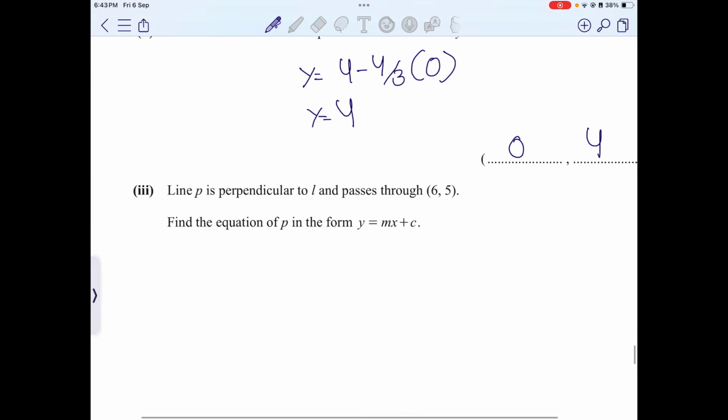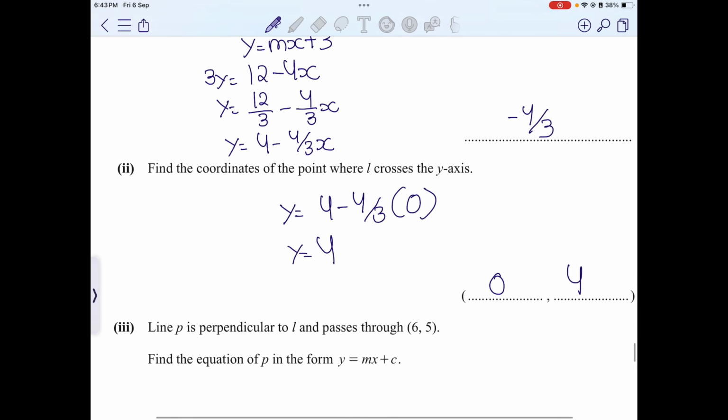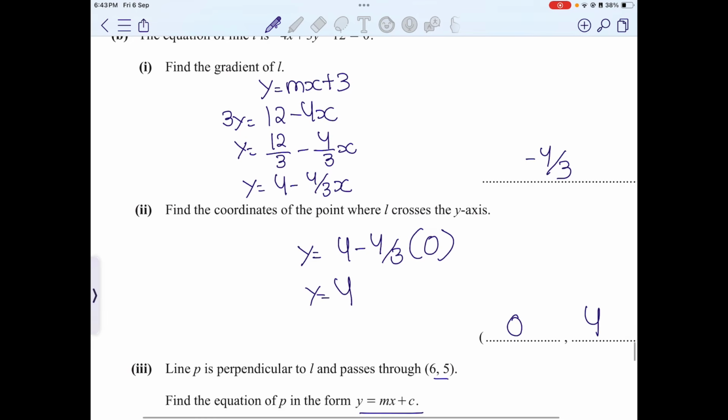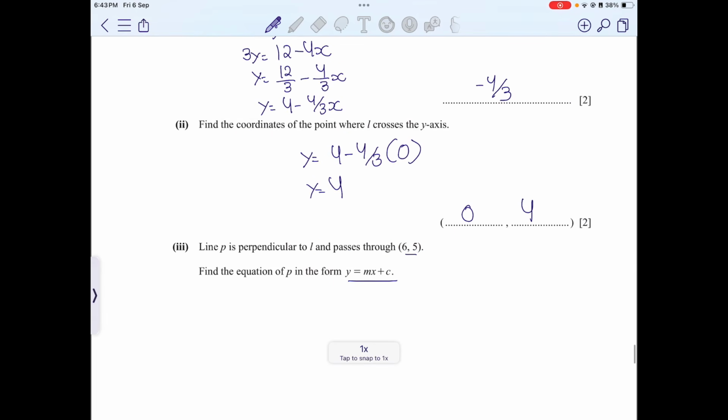Now moving on, it says that line P is perpendicular to L and passes through (6, 5). So we have the L equation, and there's another line P that is perpendicular and passing through this point. Find the equation in the form y equals mx plus a. The first thing to remember is that to find the gradient of the perpendicular line, you take the negative reciprocal, or negative 1 divided by the gradient of the other line. The gradient of the other line was negative 4 by 3. When you do negative 1 divided by negative 4 by 3 in your calculator, your answer should be 3 by 4. So that is basically the gradient.